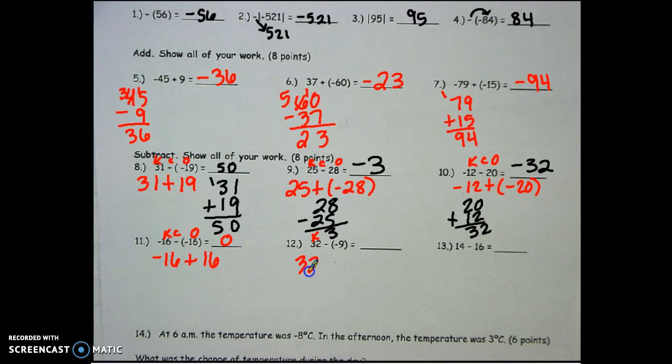Keep your first number. Change subtraction to addition. Take the opposite of the second number. The opposite of negative 9 is positive 9. Now I have positive numbers. I just add them. 32 plus 9 is 41. And for 13, keep your first number. Change subtraction to addition. Take the opposite of the second number. My signs are now different, so I subtract. 16 minus 14 is 2. My bigger number is negative, so my answer is negative 2.